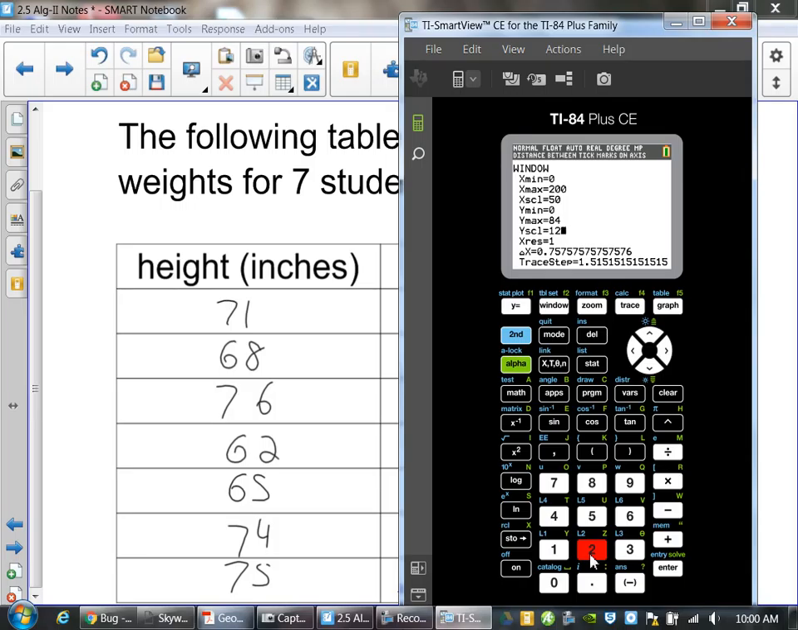Why did you pick 84? Just because that's the next one. Oh, okay. What was X res? I don't remember. Let's change it. Now press graph and it should work.